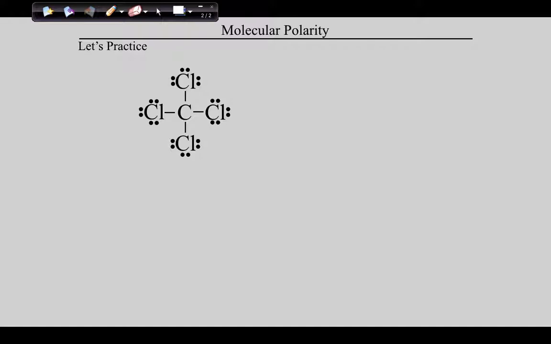So now, guys, step number 2 is draw in the polarity arrows for the bonds. In order to do this, we need to know, and guys, this is why it was on the test, which atom is more electronegative, carbon or chlorine. That's why we ask you those questions on the test. Which of these 2 atoms is more electronegative?